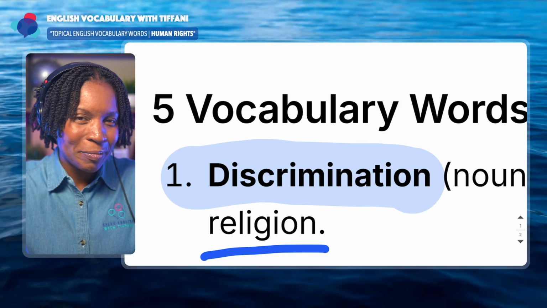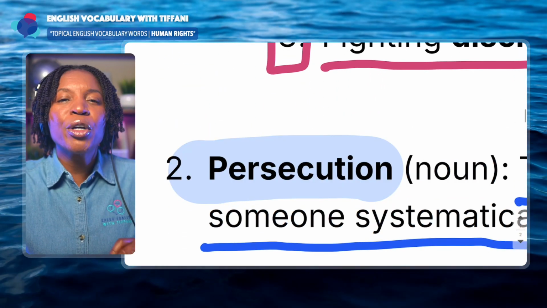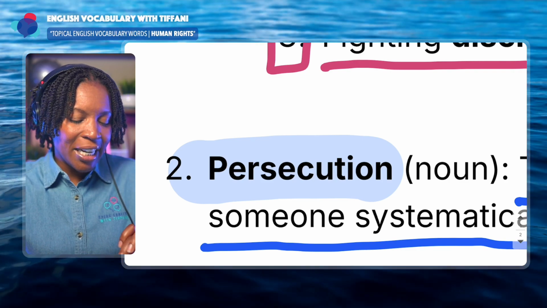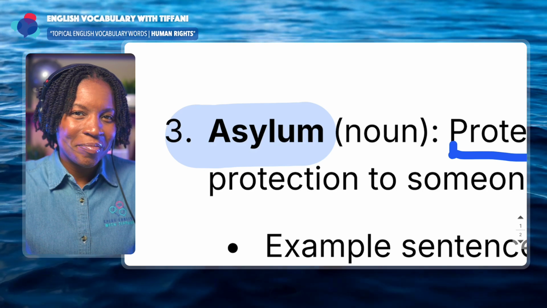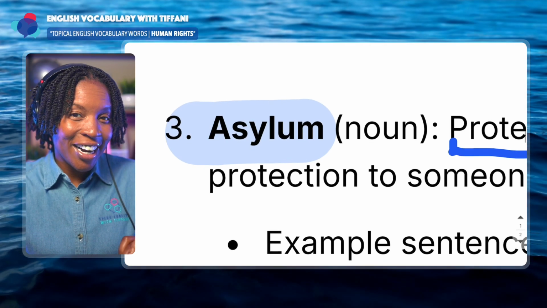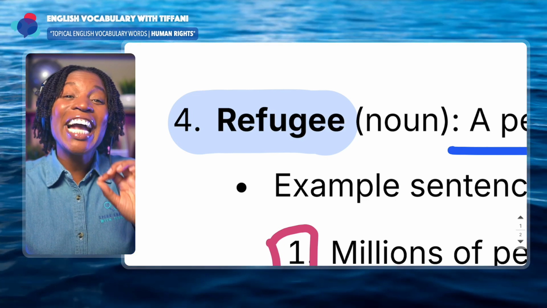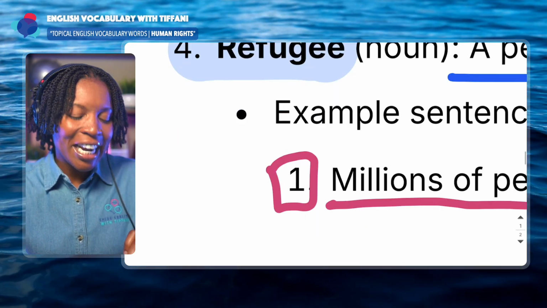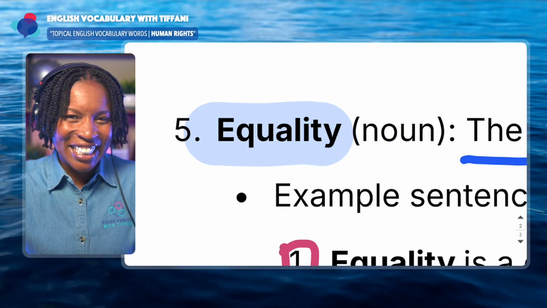Good. All right, do you remember what the first vocabulary word was? Excellent. Yes, the first one again, discrimination. Number 2? Excellent. Number 2, persecution. Number 3? Excellent. Asylum. Number 4, yes, refugee. And number 5, excellent. Number 5, we have equality.